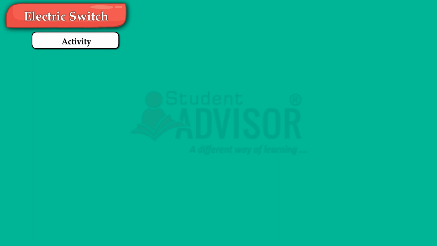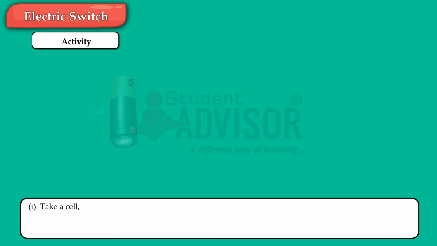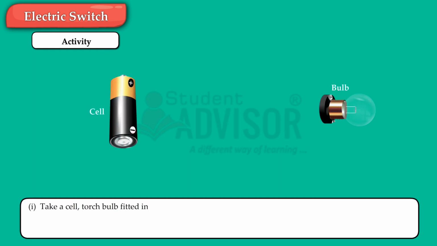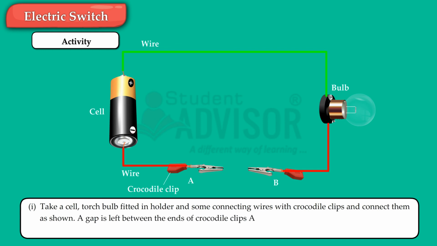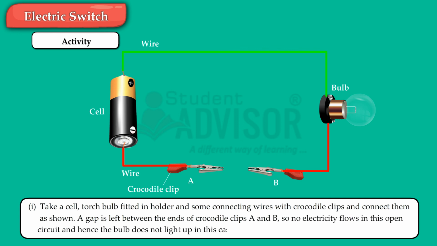Activity: take a cell, a torch bulb fitted in a holder and some connecting wires with crocodile clips and connect them as shown. A gap is left between the ends of crocodile clips A and B, so no electricity flows in this open circuit and hence the bulb does not light up in this case. The arrangement is known as a conduction tester.